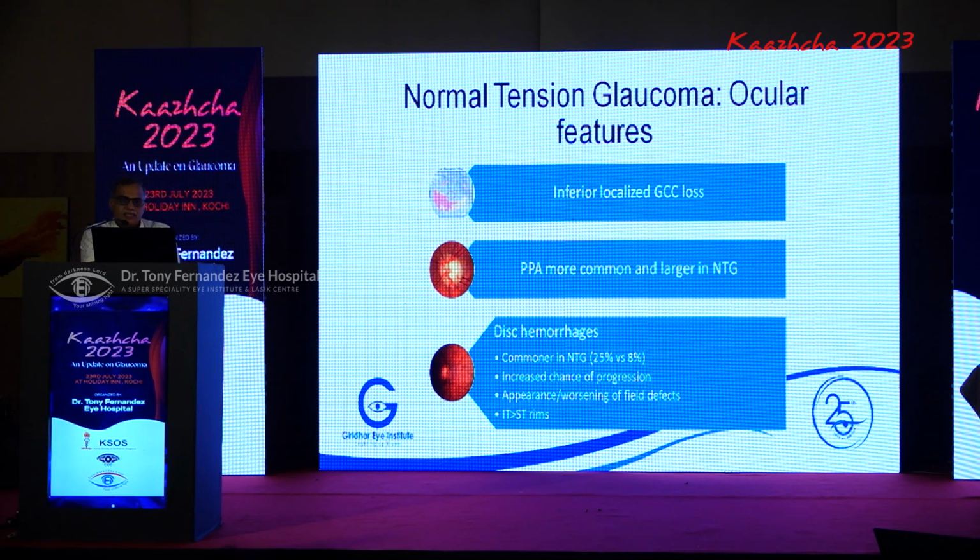When you do an OCT of the ganglion cell complex, you find that the inferior half of the ganglion cell complex is thinner. Peripapillary atrophy is more common, larger, and more prominent in normal tension glaucoma patients compared to hypertensive patients. Disc hemorrhages are far more common in normal tension glaucomas, and probably represent some sort of vascular dysregulation at the optic nerve head level.